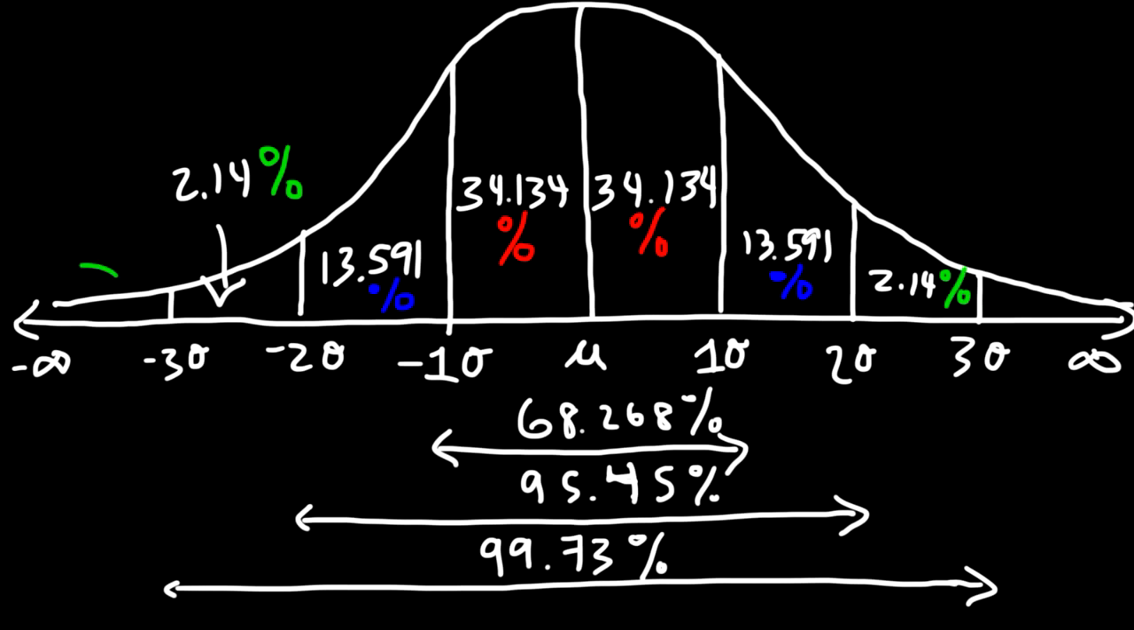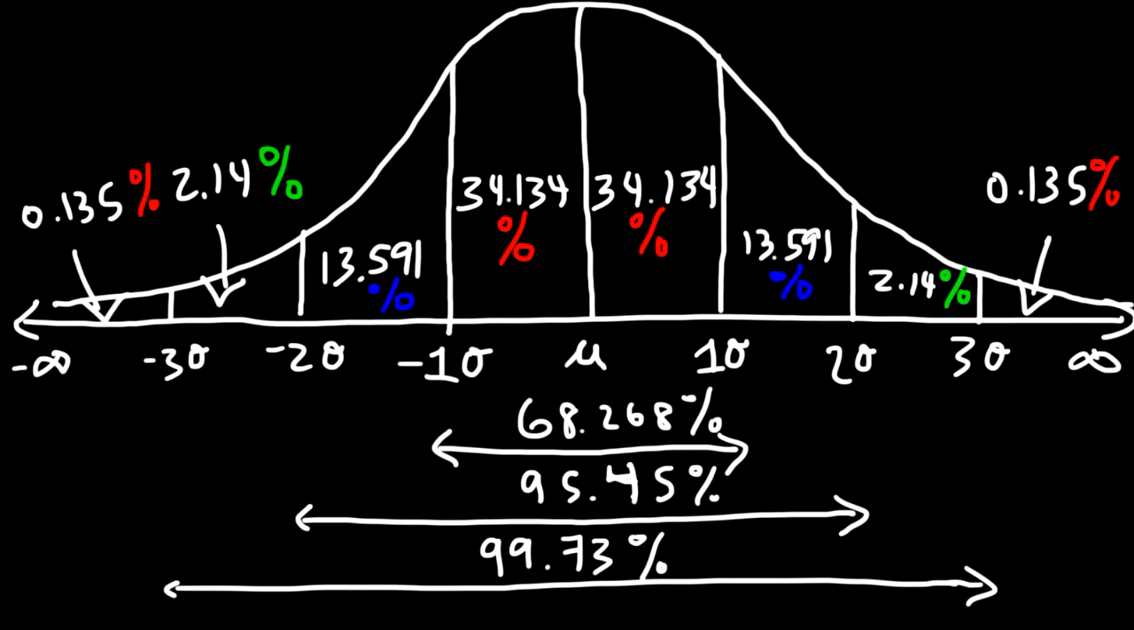Now, to find the percentage that goes in those two regions, keep in mind, the total percentage from negative infinity to infinity is 100%. So take 100 and subtract it by 99.73. You should get 0.27. And when you divide that by 2, the answer in this region is going to be 0.135%. And the same is true for this area as well. So you may want to take a picture or at least write this down because you can use this to solve problems associated with the normal distribution curve.